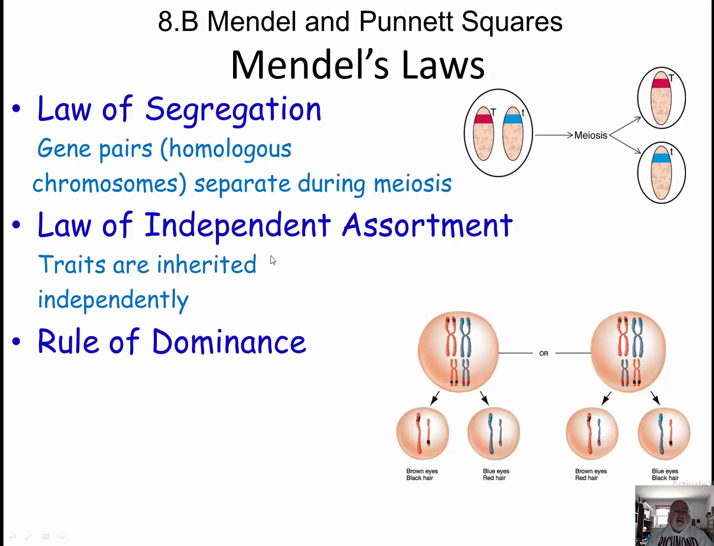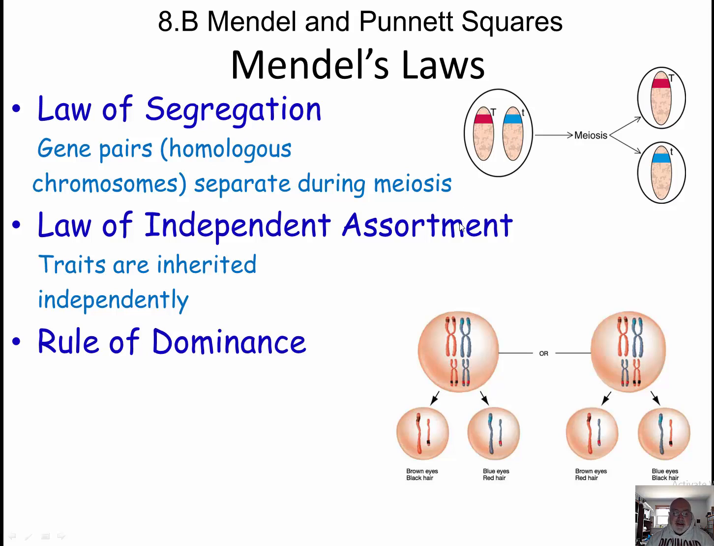Law of independent assortment. Traits are inherited independently. Let's say a plant has 4,000 baby plants, and 3,000 may be this one, then 500 may be this one, and then 1,500 may be this one. You can't tell how it's going to work out. It's all independent. It's like flipping a coin. So you can get this one, and then this one, and then this one.